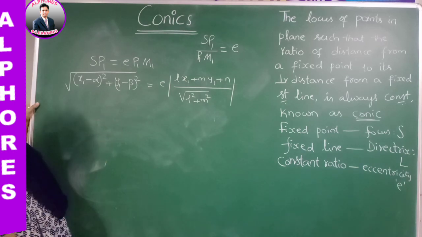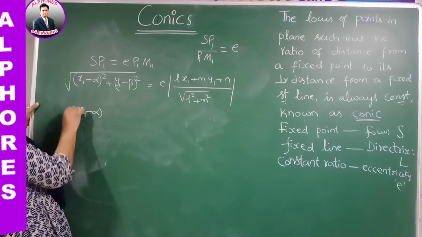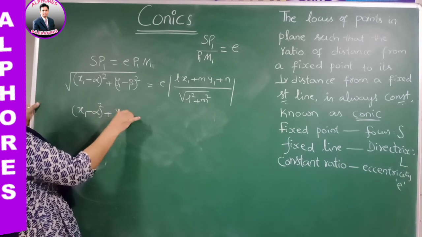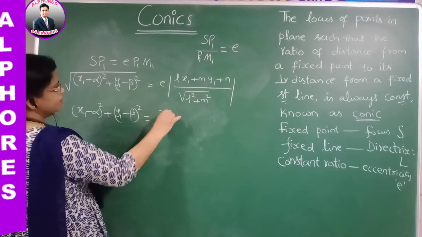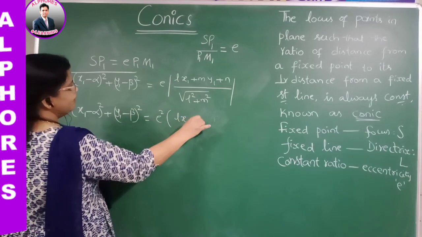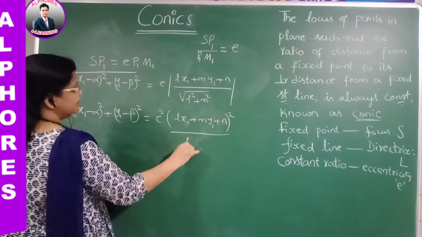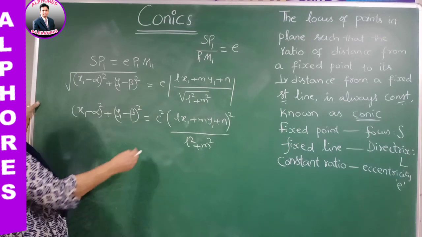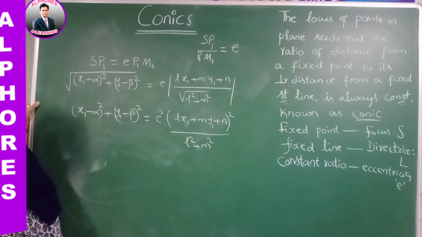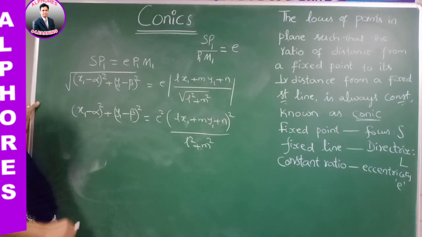And now let us square both the sides. Then you will get (x1 minus alpha) whole square plus (y1 minus beta) whole square equal to e square into (Lx1 plus My1 plus n) whole square, divided by the denominator L square plus m square, right? And now let us do cross multiplication. If I do cross multiplication and simplification, observe students what the final equation looks like.